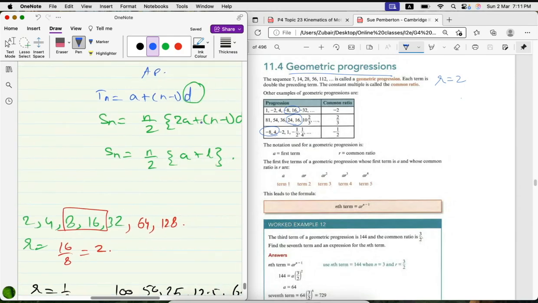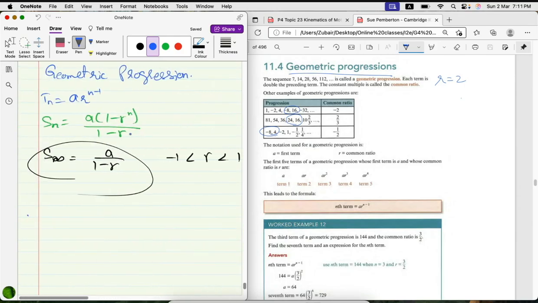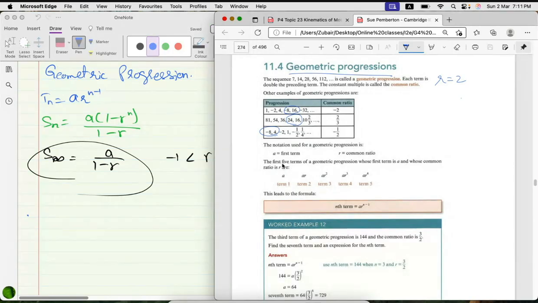D in arithmetic progression was common difference. R is common ratio. So A is first term, R is common ratio. So first term, second term, third term, fourth term, fifth term. As the formula states, A R raised to power n minus 1. So we keep on replacing this n. For the first term, when n is 1, 1 minus 1 is 0, R disappears. So that's the first term. Then 2 minus 1, 3 minus 1, 4 minus 1, 5 minus 1, so on.